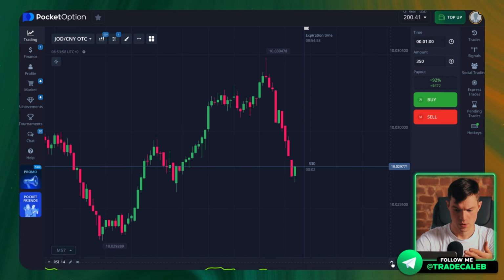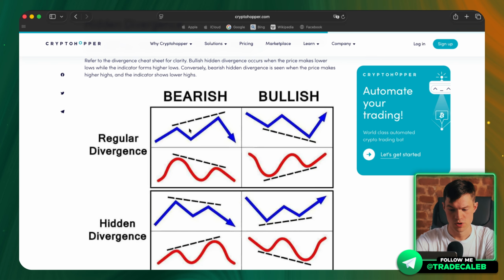Look at the downward movement that occurred after we formed the bearish divergence. I believe this strategy will definitely work for you and bring you profit if you take the time to understand it.